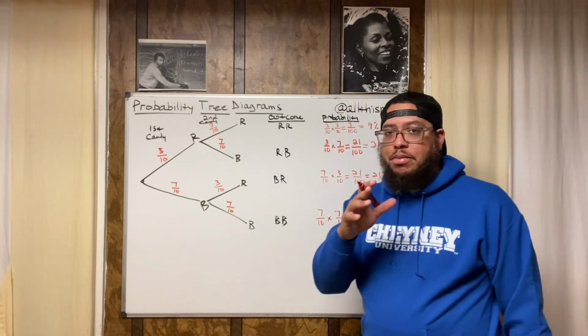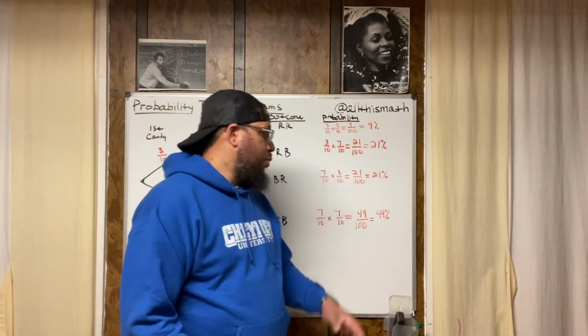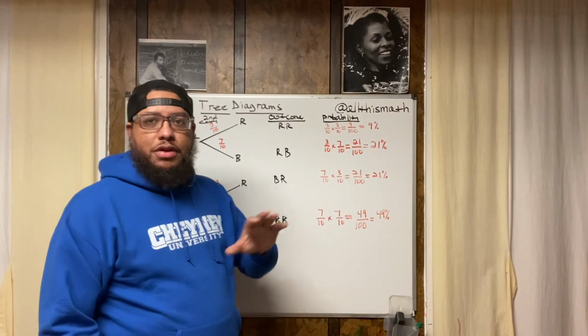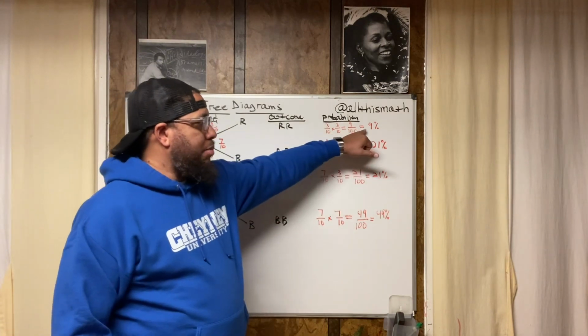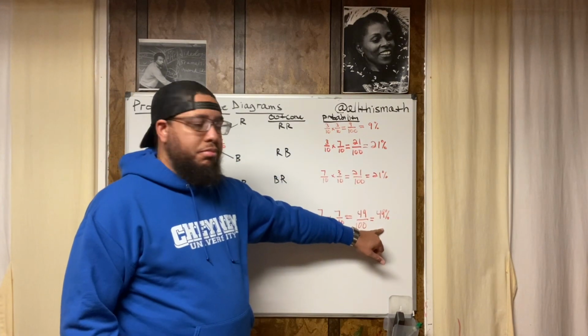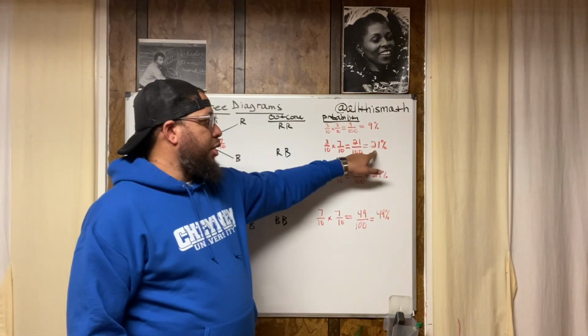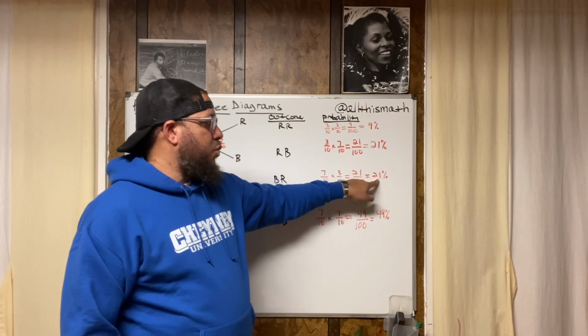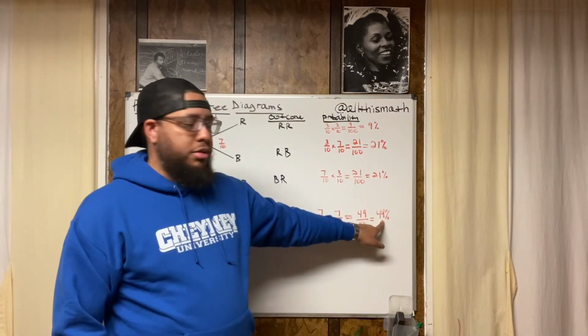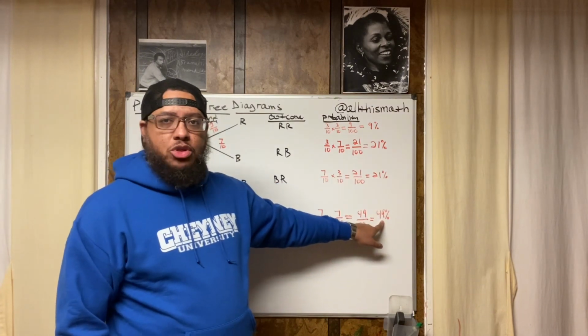Now, another thing about probabilities, one way to check your work is that when you do probability and you have different scenarios, all of your probabilities should add up to 100%. Or if they're in fraction form, they should all add up to 1. So 9 plus 21 is 30. 30 and 21 is 51. 51 and 49 is 100. So that's 100%. So we good, right?